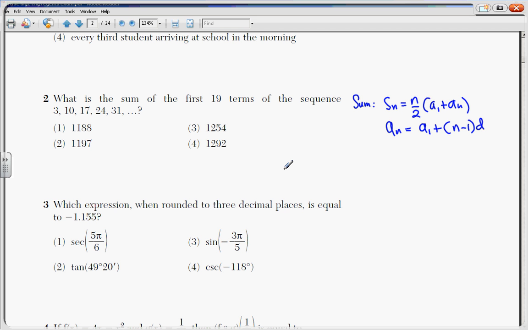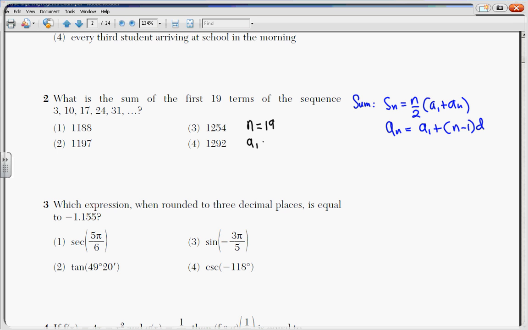When you're working with geometric series, you have a different set of formulas to work with. So this is arithmetic. Let's use this. We're looking for the sum, so we're going to be using the sum formula. For the sum formula, let's list what we have. We know n. N is the number of terms. How many terms are we dealing with here? 19.